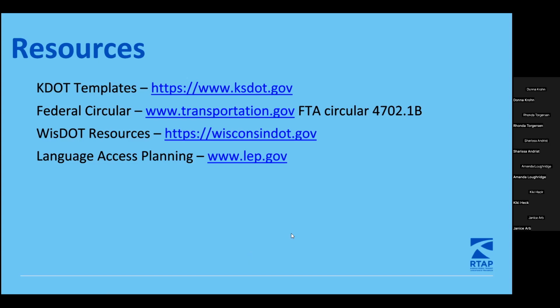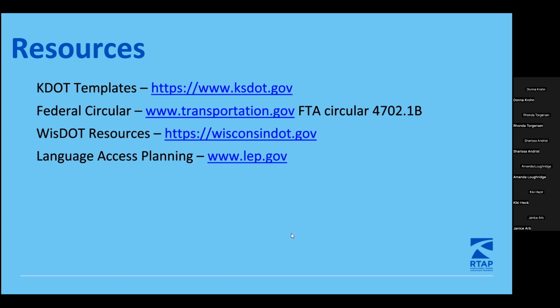4702.1B. If you go to the FTA's website, go to the search bar and just type in that number on the screen, the circular will show up. It's a PDF and it covers literally every single thing that is required within a Title VI program. That's what I use to help develop everything within this presentation.